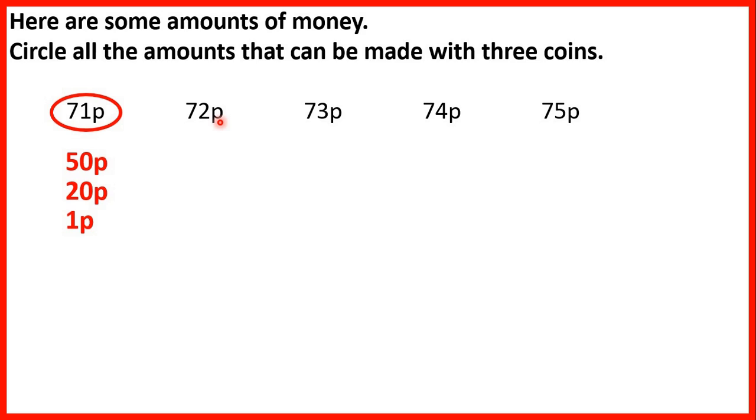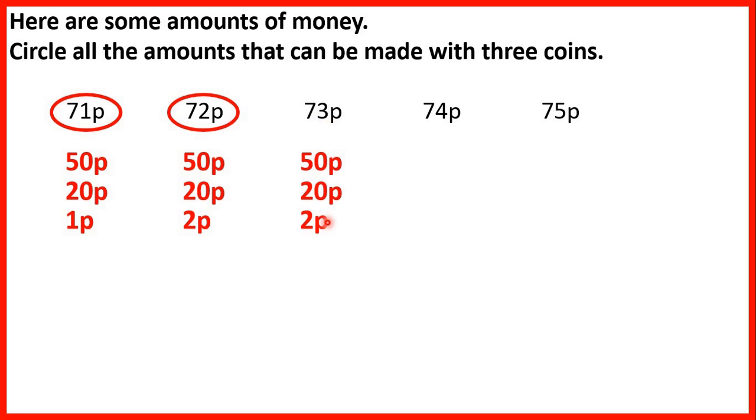And for 72 pence, we can have a 50p, a 20p, and then a 2p coin. So we can make that with 3 coins as well. But for 73 pence, we would need a 50p coin, a 20p, and then to make the 3p, we would need a 2p and a 1p coin. So we would need 4 coins to make 73 pence, not 3 coins.